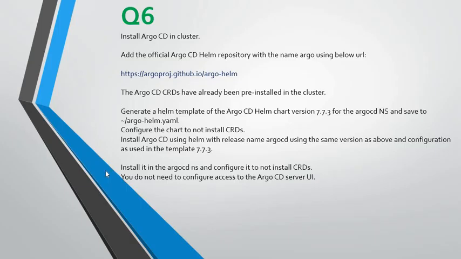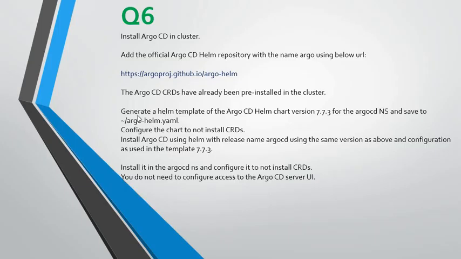Now let's go to this question. This is a question related to installation of a chart in the cluster. Install Argo CD in the cluster. Add the official Argo CD Helm repository with the name argo using the below URL. In the exam, this URL will be given to you. The Argo CD CRDs have already been pre-installed in the cluster. You don't need to install the CRDs.